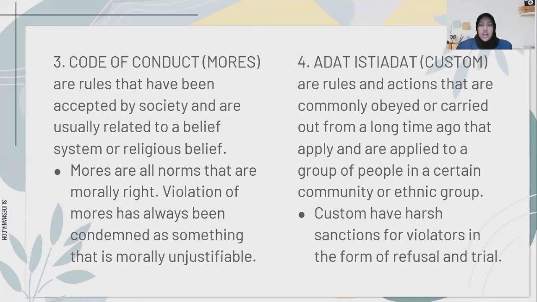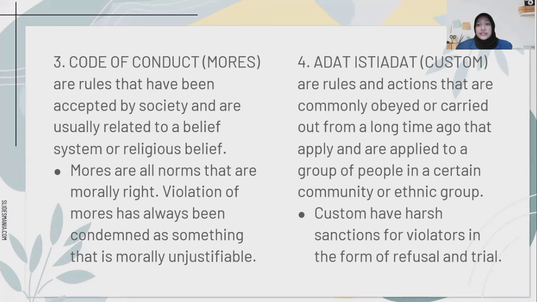violated. Mores characteristics, first, unwritten. 2, it is not known who made it. 3, don't know when it was made. 4, communal punishment. Informal sanctions are limited to certain groups. 5, the existence of mores cannot be denied. 6, the sanctions are relatively severe.